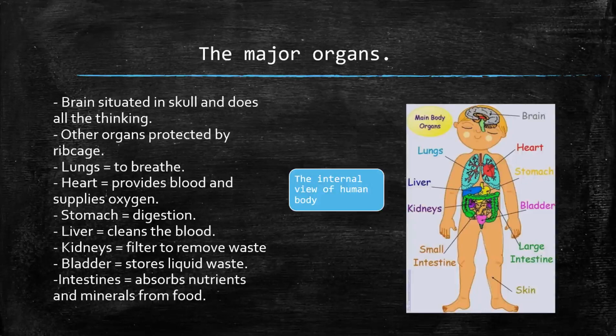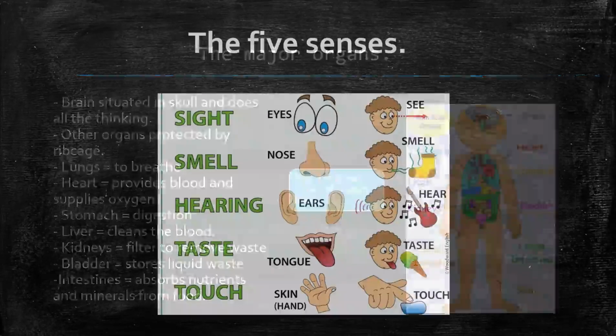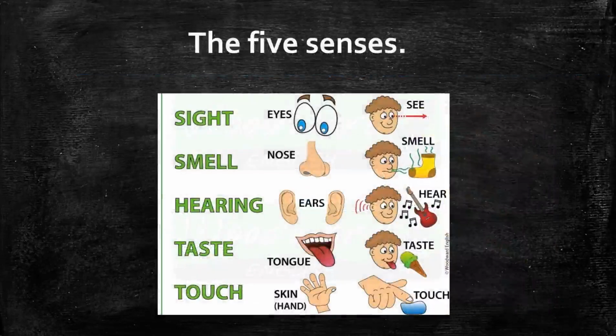Okay, now in the next slide we have the 5 senses that make our human body special. The first sense we have here is sight. Sight is recognized by eyes and we see through them. The second sense we have is smell. We smell through our nose.